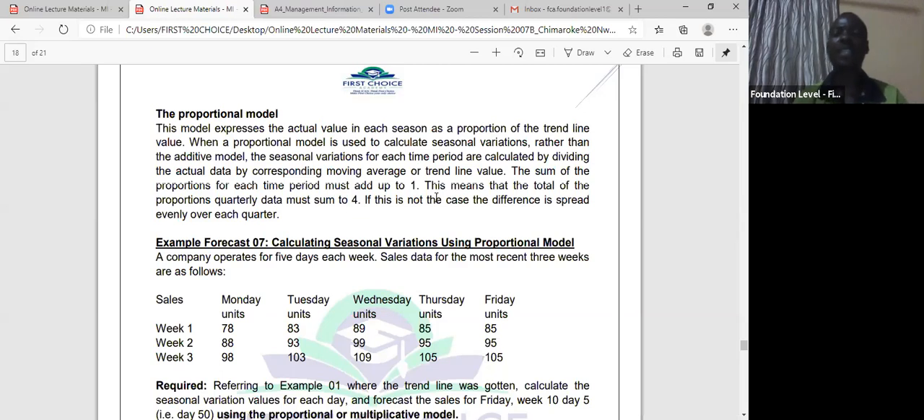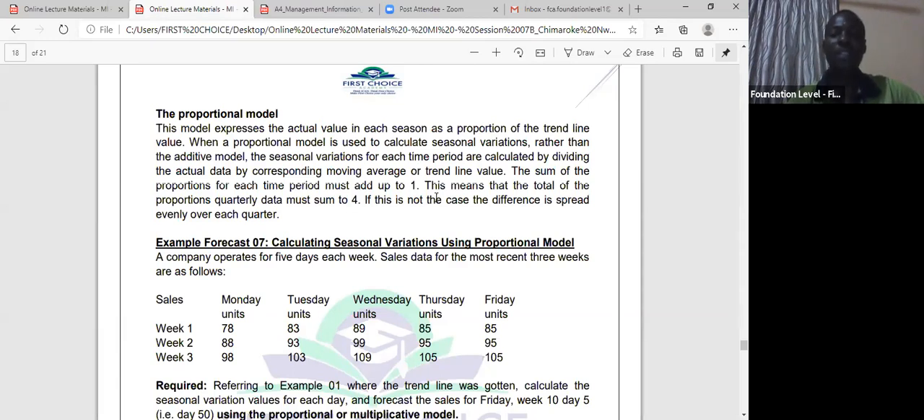And if there is a difference in how the average was gotten, maybe you're supposed to get 5 and you get 5 point something, we do the same normal way: you find the difference and share it across the board. So the pattern we are doing for the proportional model is the same pattern as the additive model, but for just 2 differences. 1, the average will not be equal to 0.